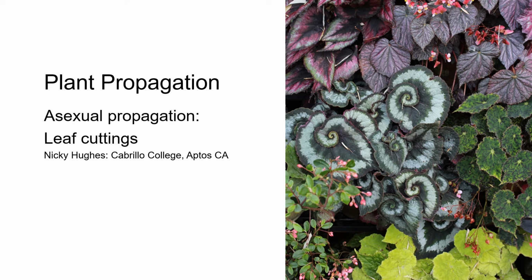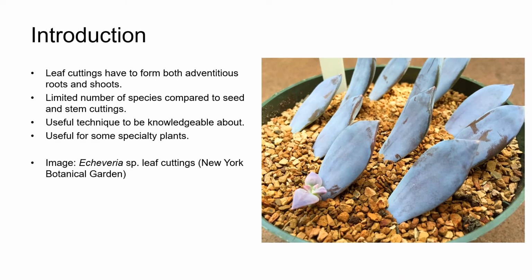Hi everybody. In this module we're going to be focusing on leaf cuttings. In the introductory lecture to cuttings, you heard that some species can be asexually propagated from leaf cuttings. There are a limited number of species that can produce both adventitious roots and adventitious shoots, so leaf cutting techniques aren't used as frequently as stem cuttings, seed or tissue culture. But they're still used in some specialty nurseries for niche market crops, and it's good to have these methods in your toolbox of propagation techniques.